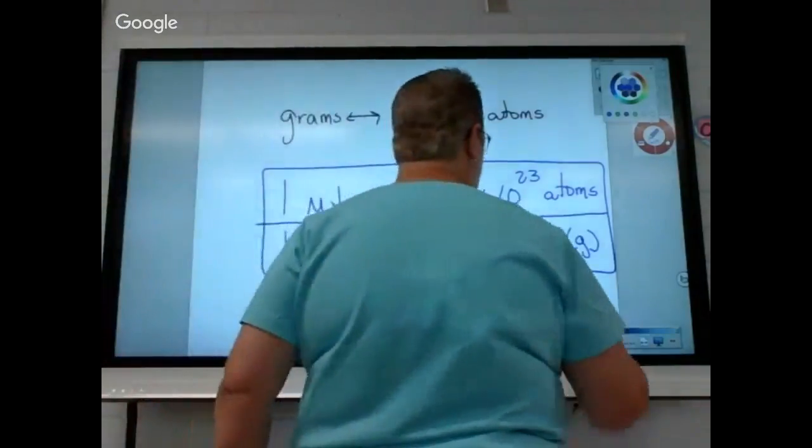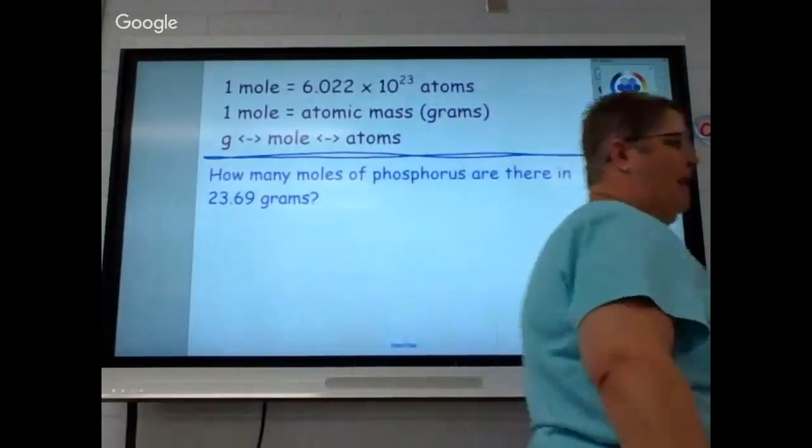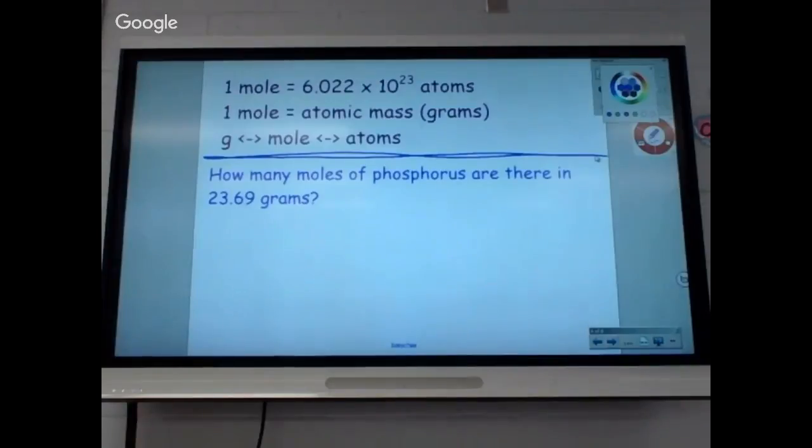All right, so here's a sample. You don't write what's in purple. Only write what's below the blue line. You already have what's in purple. Just write the question below the blue line. How many moles of phosphorus are there in 23.69 grams? We don't need to know what they did last year. Don't know yet. Let's set up the chart and then we'll decide. Some questions will require you to use the periodic table. Some questions you might not need the periodic table. It depends on what you put in your chart.